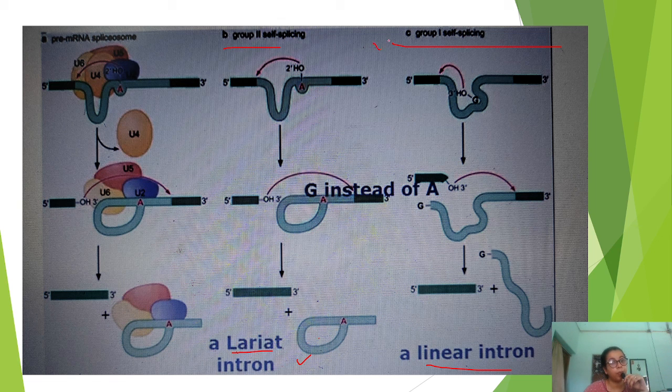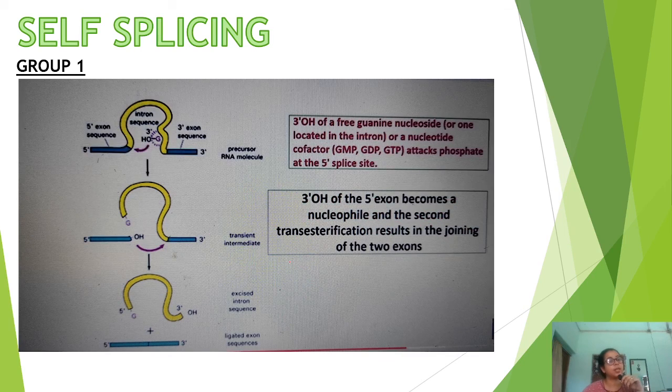Remember, in group 1 self splicing, the intron which is removed is in the linear form, whereas group 2 is in the lariat form. Apart from that, there are certain other differences we will be dealing with, but this major difference needs to be understood. So first let's discuss group 1 self splicing.